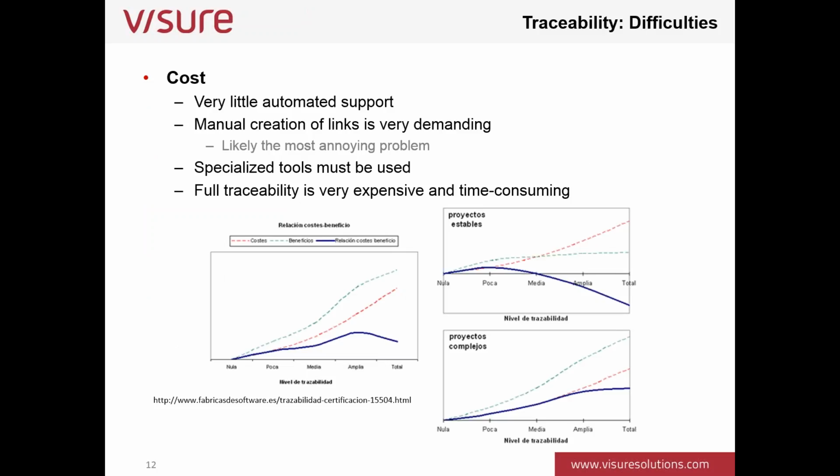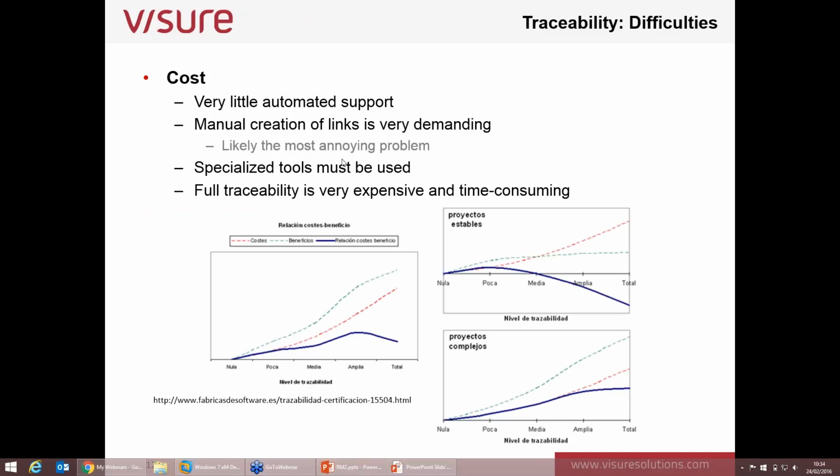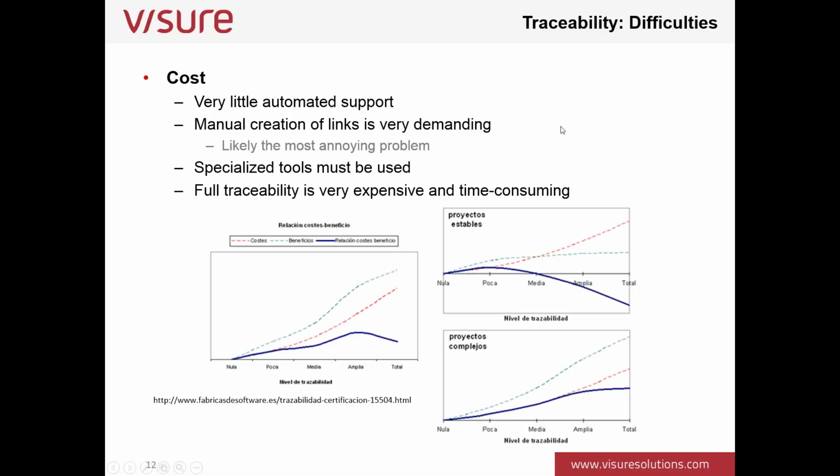So requirement traceability seems to be really important. If it's so important, what are the difficulties, or why is not everyone just keeping the requirement trace? Well, there are some difficulties when tracing the requirements. The first and main difficulty when working with requirements is going to be the cost.